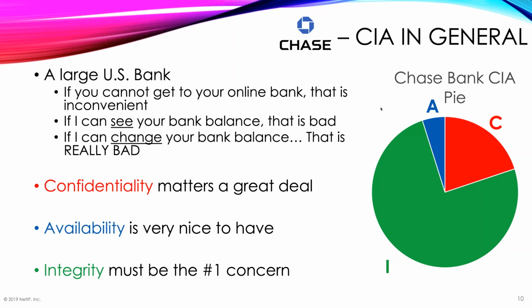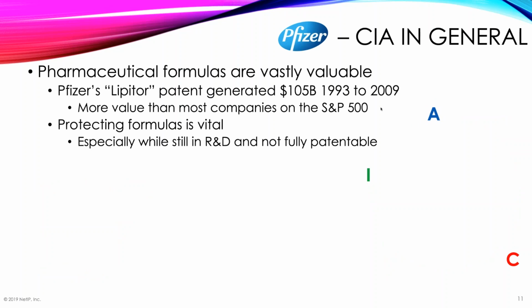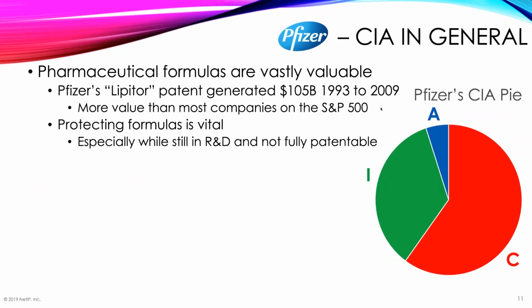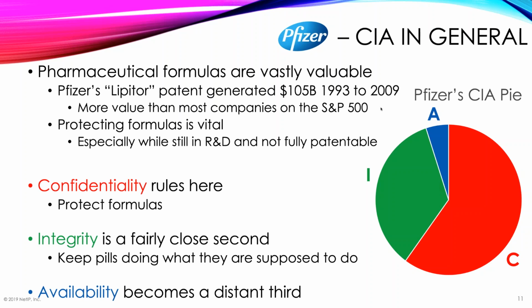But in the online banking function in particular, okay, then pharmaceuticals such as Pfizer. The Pfizer Lipitor patent is actually now the second most valuable in history. It generated $105 billion from 1993 to 2009. That's more than most companies on the S&P 500 generated during the same period of time. That's a very, very valuable formula. Protecting that formula is just absolutely vital. And so confidentiality is obviously going to be the number one concern here.